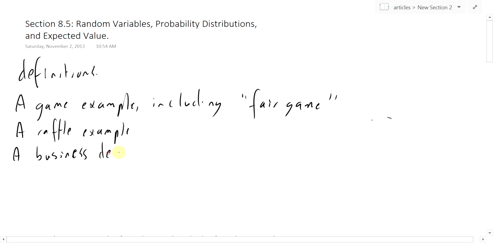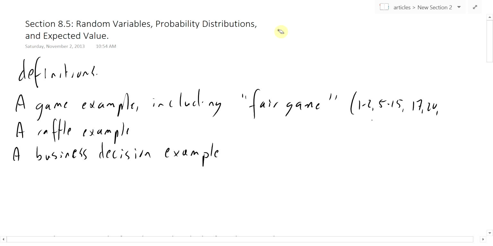Business decision example. And so most problems are like this. So problems 1 and 2, 5 through 15, 17 and 20, 23 and 24.